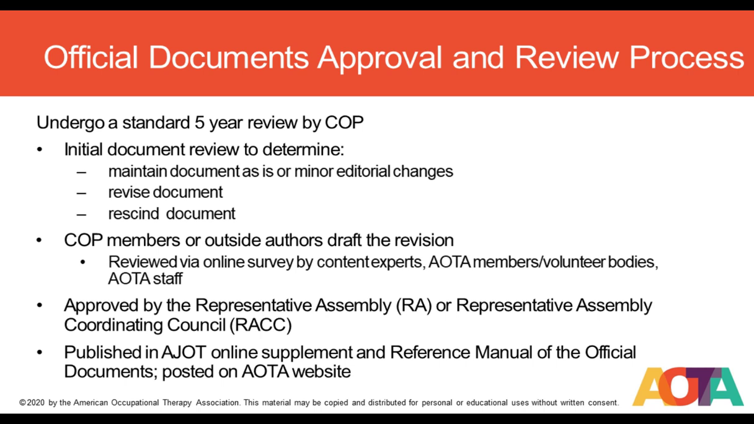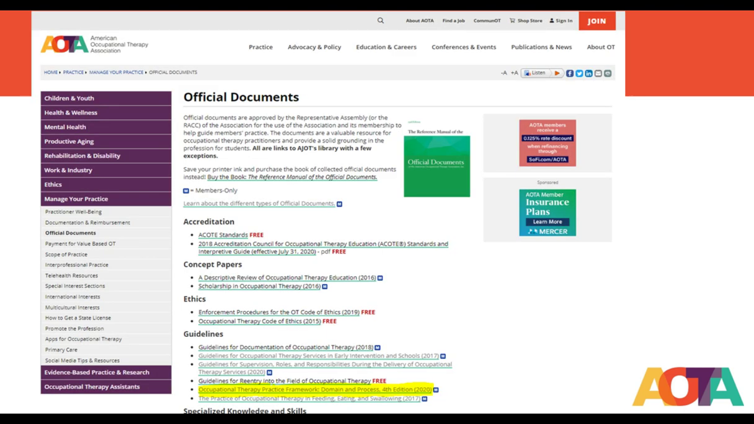The document is then either approved by the Representative Assembly Coordinating Committee if it underwent relatively minor changes, or by the full Representative Assembly if it underwent major changes or is a new document. Official documents are disseminated through the American Journal of Occupational Therapy, the Reference Manual of Official Documents, and the AOTA website. This slide shows where official documents are located on the AOTA website, and the highlighted document is the OTPF4 under the Guidelines section.